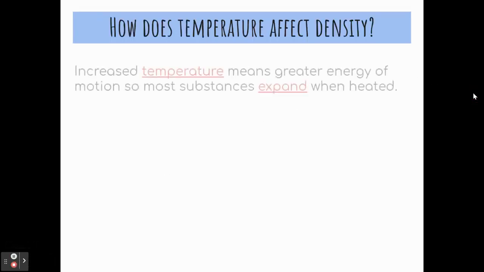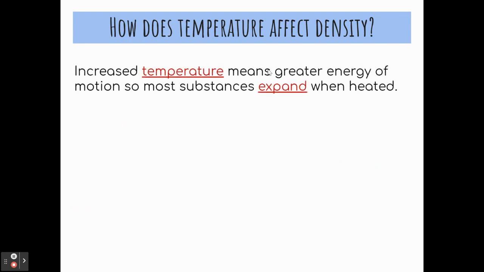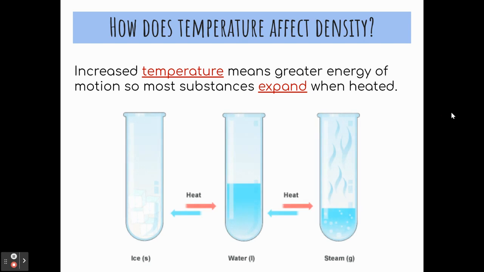So how does temperature affect density? Well, increased temperature means greater energy of motion, right? We just talked about with states of matter that in solids, particles move slowly, and in gases, particles move faster. So increased temperature means greater energy of motion, so most substances expand when heated. So as you add heat to different things, they expand.